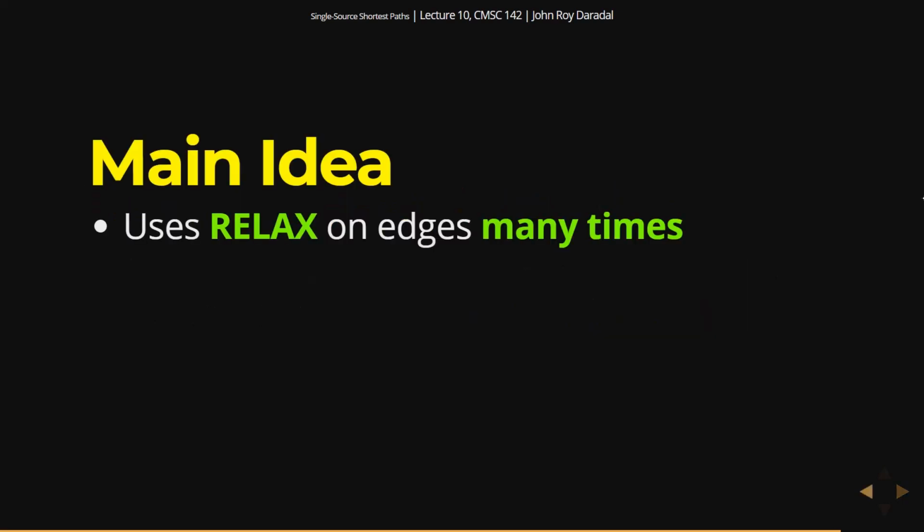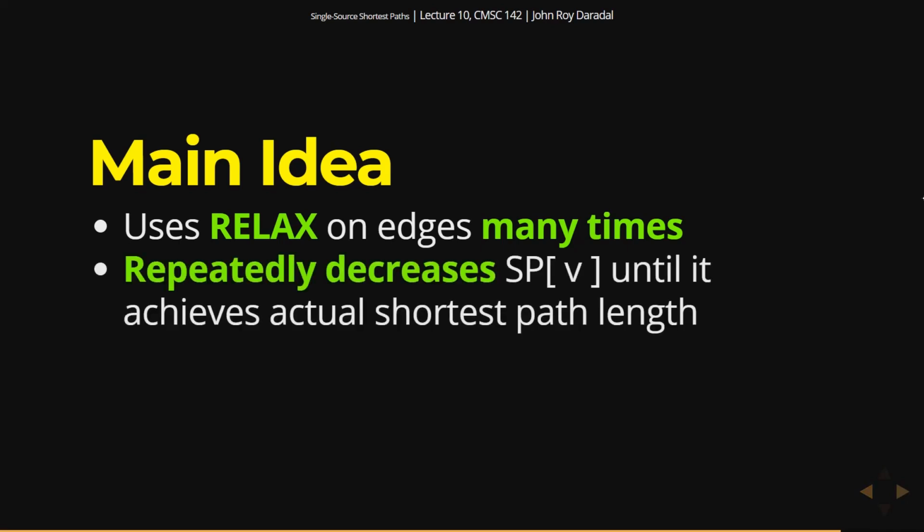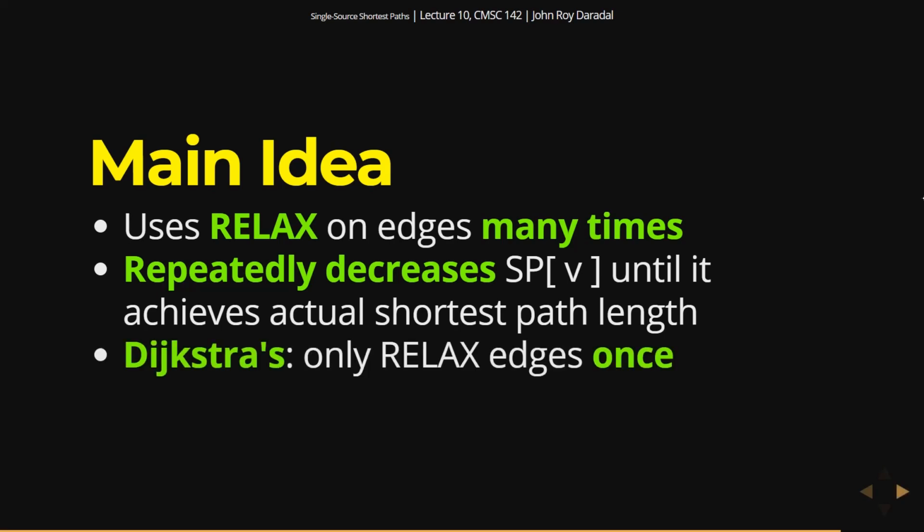Okay, so how does the Bellman-Ford algorithm work? The idea is we will use the relax procedure on the edges many times or multiple times. By doing this multiple times, we will repeatedly decrease the SPV value, so the shortest path length of the vertex V, until it achieves the actual shortest path length. Okay, let's contrast this with Dijkstra's, which only relaxes the edges once. Okay, so in Dijkstra's, when you've already explored that edge and then the other endpoint is not yet explored, then it's part of the consideration.